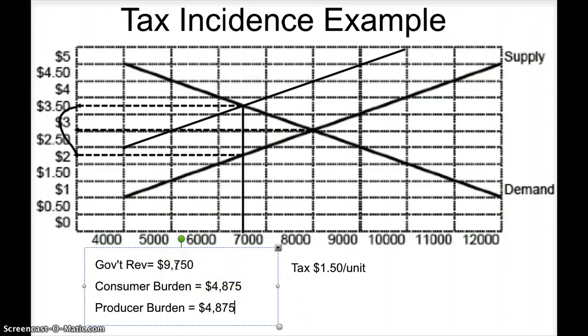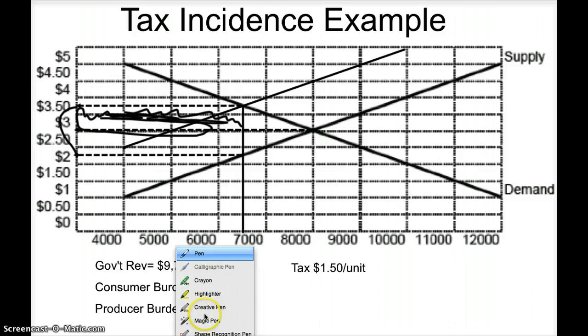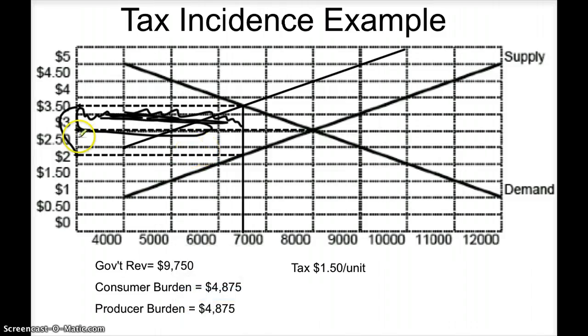So you have 9,750 as the overall government revenue, and if you add up both of these burdens, they should equal 9,750. If you're asked to shade these things in, all you have to do is go from this line in here, and this whole area in this box right in here is your consumer burden. Then you figure out the producer burden, and I'm going to highlight this area right in here as our producer burden.